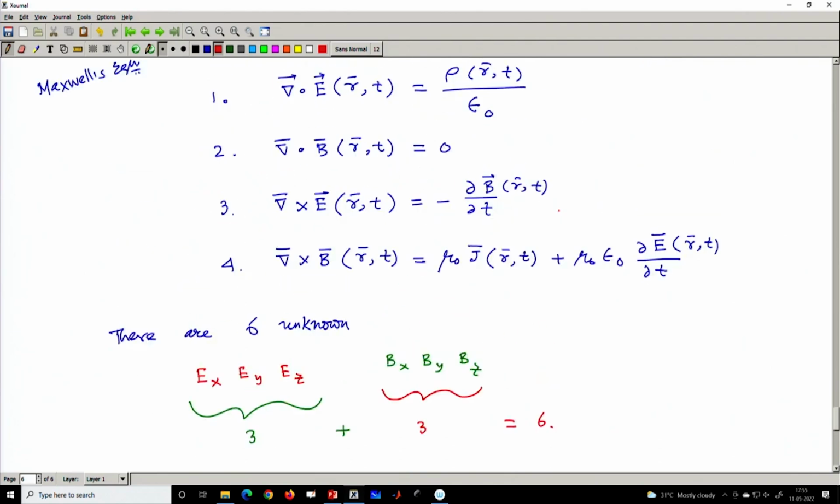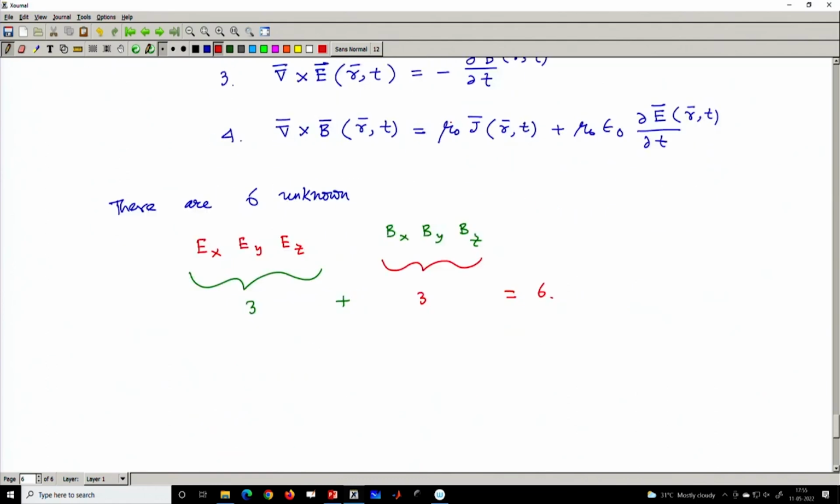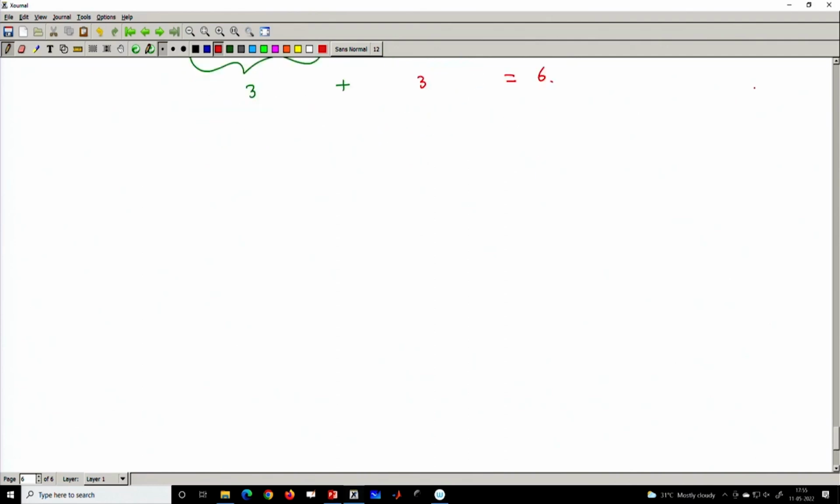Now, the number of equations, if you look, there are 8 equations. So, 8 equations are there to solve 6 unknowns. That means there are certain equations which are not independent. So, how many equations are there? In component form, there are 6 scalar equations and 8 scalar equations. There are 8 equations.